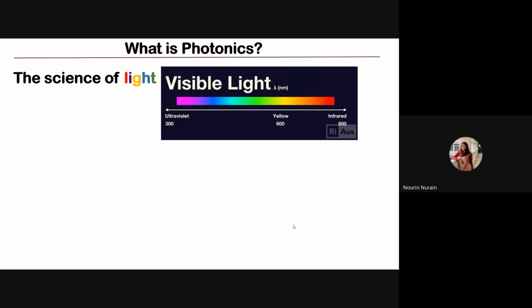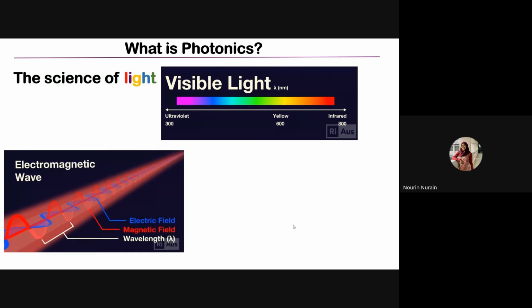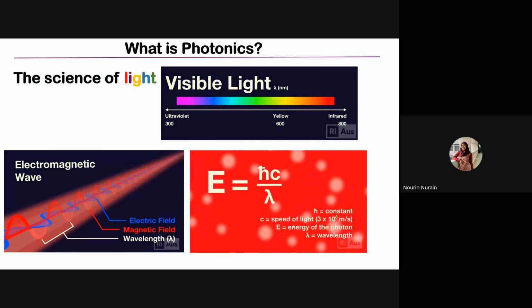So light, what is light? Light is color and different wavelengths. And these wavelengths are made up of electromagnetic waves. And if we see more deeply, then these electromagnetic waves are quantum of photons. So talking about photon, this is the equation which calculates the energy of individual photons, which is different from one another.